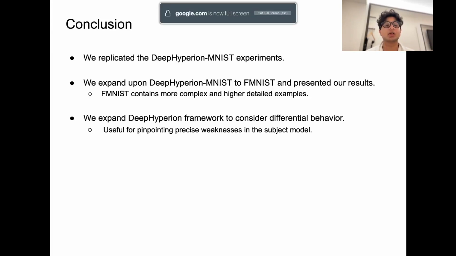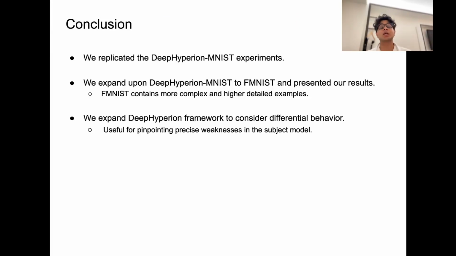As for the conclusion, we can say we have successfully replicated the DeepHyperion MNIST experiments, and we also expanded upon MNIST to F-MNIST. F-MNIST contains more complex and higher-detailed examples, which we hope provides more insights into DeepHyperion and how it works. We also expanded the DeepHyperion framework to consider differential behavior, which we hope is useful for pinpointing precise weaknesses in the subject model.